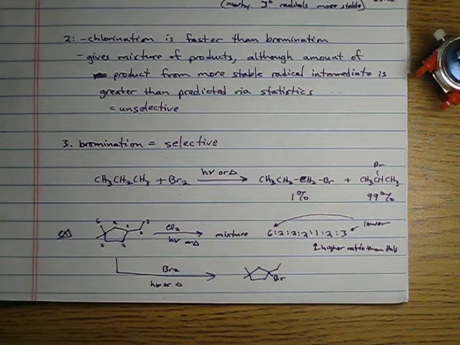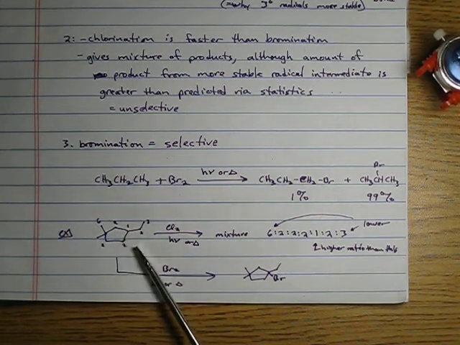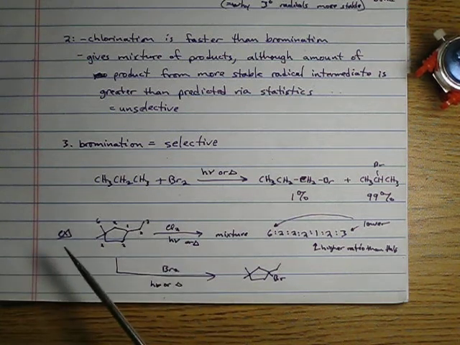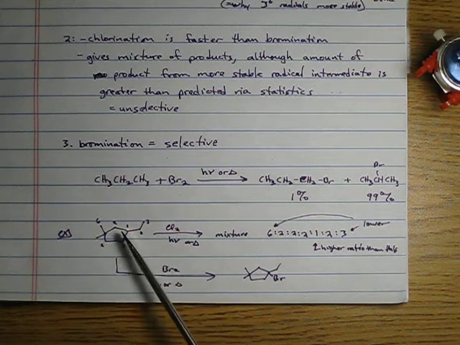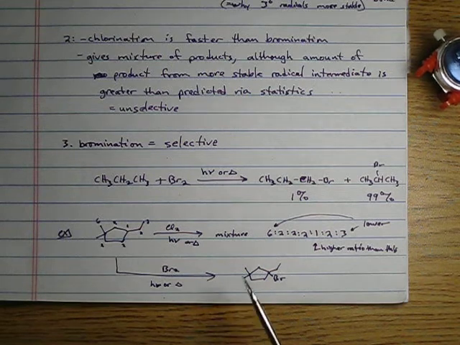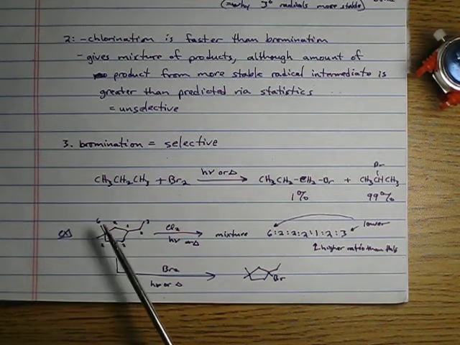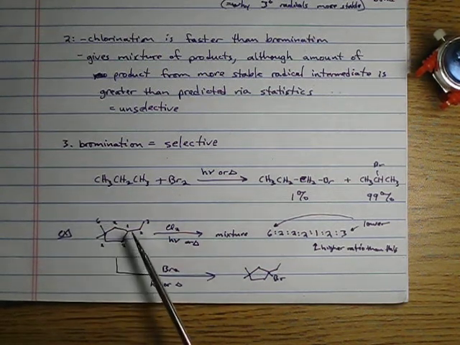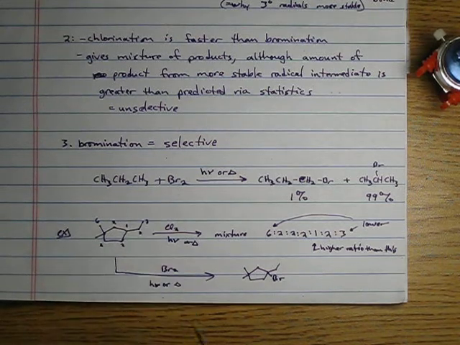So if you added Cl2, what's going to be the ratio of products? Well, we could put a monochlorinated products. It could be here, or here, or here, or here. What's the ratio? Well, it's 6 to 2 to 2 to 2 to 1 to 2 to 3.